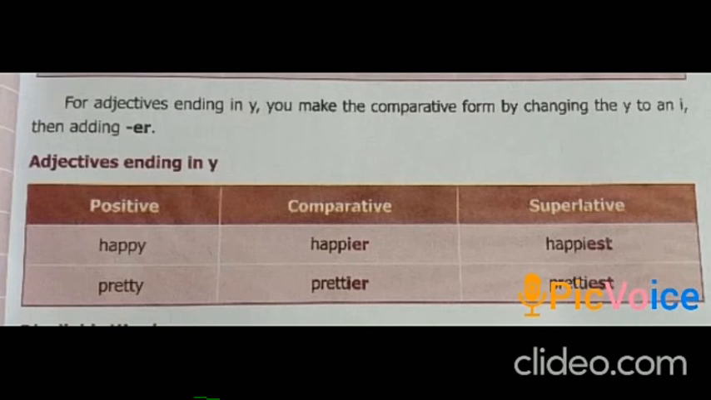For adjectives ending in Y, you make the comparative form by changing the Y to an I, then adding ER. Example, adjectives ending in Y, happy. Here in happy, Y is replaced with I in the comparative, and then ER is added. Happier. Superlative, happiest. Similarly, pretty. Here Y is replaced with I in the comparative. Prettier, and prettiest is the superlative.